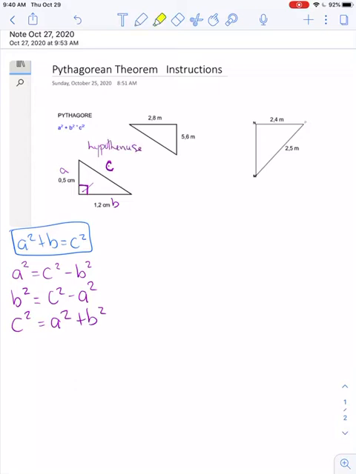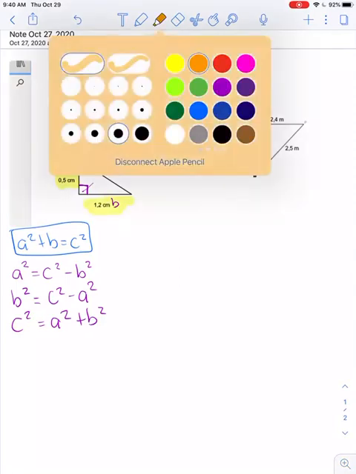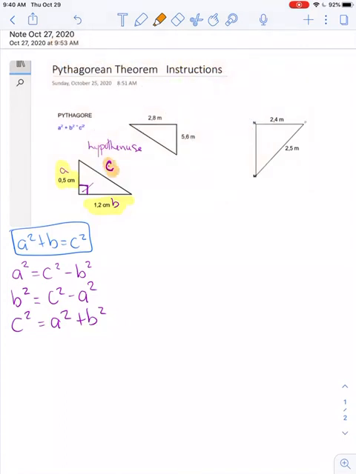So in this case, if I look, I have a value for my A and I do have one for my B. So that means I'm looking for my C. If I'm looking for C, I'm going to be using this formula. So I'm going to write the formula C squared equals A squared plus B squared. C squared equals, then we're going to take the value that I have for A, in this case is 0.5. I put my power of 2 plus my B over here, 1.2 to the power of 2.